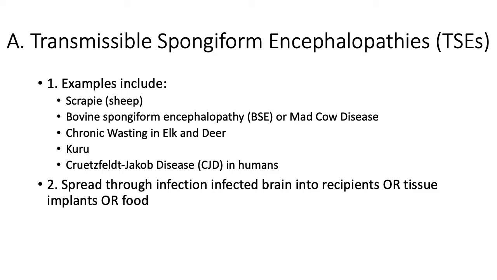And to make it worse, those cows were slaughtered for human consumption and it was passed on to humans. So when mad cow disease took place, everyone was really scared of beef. So you can see that it's spread through infection of an infected brain into the recipients, tissue implants, or food.